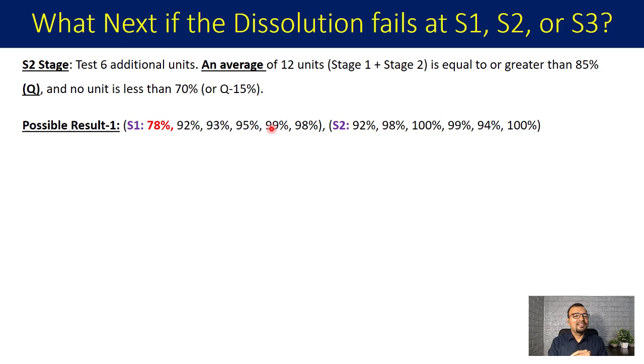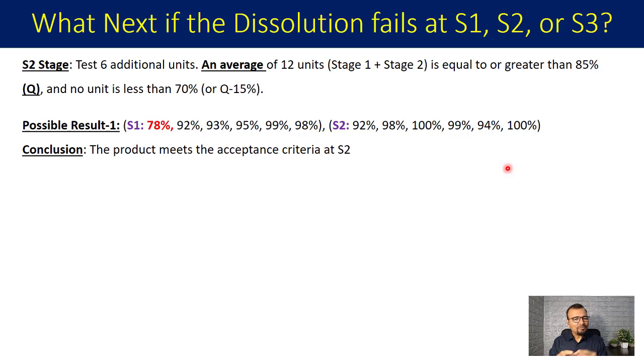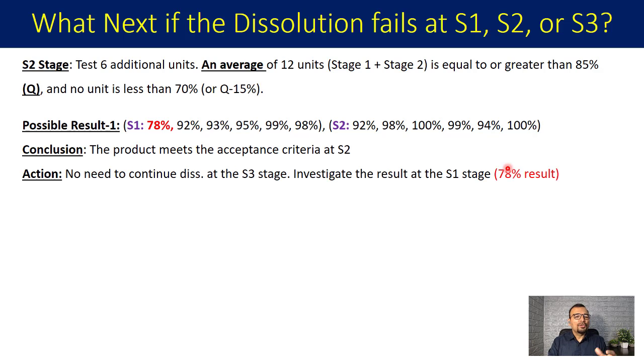So, what is possibility number 1? You have all this S1 result, and we talked about 78%, which was not meeting S1 stage. That made us go for S2 stage, and these are the S2 stage results, which are comfortably meeting the specification. Please understand all these are hypothetical results. Conclusion: the product meets the acceptance criteria at S2, and there is no need to go for S3 level testing. So no need to continue dissolution at S3 stage, and investigate the result at S1 stage, as all 6 unit results at S2 stage are very different from the 78%.